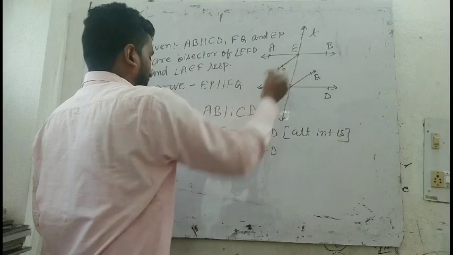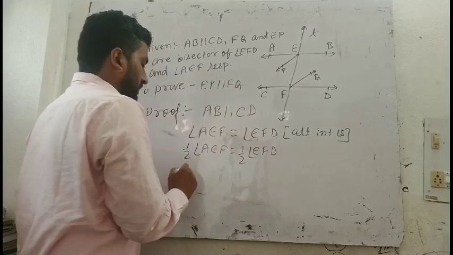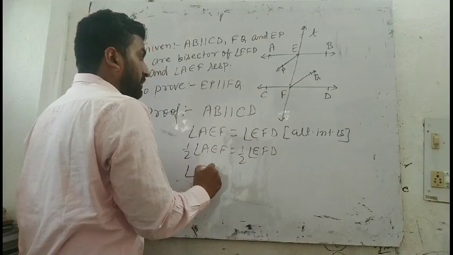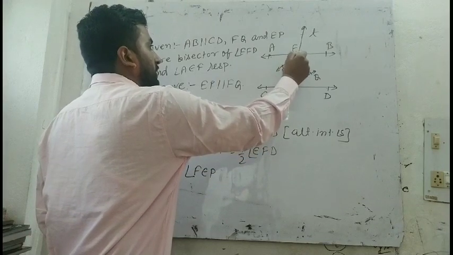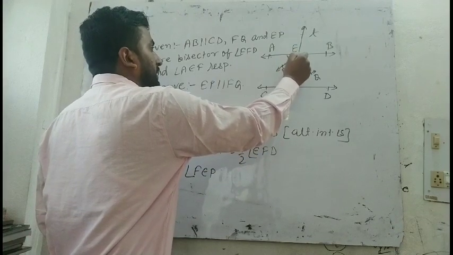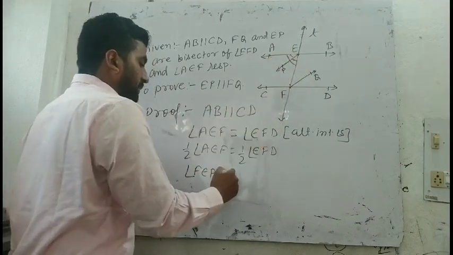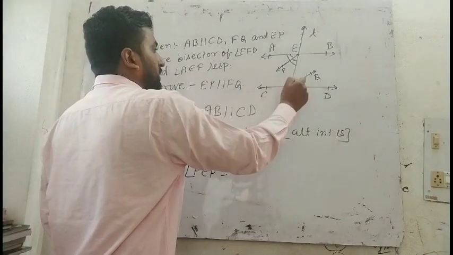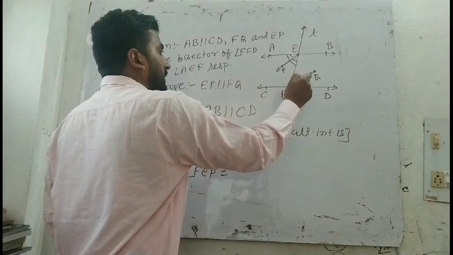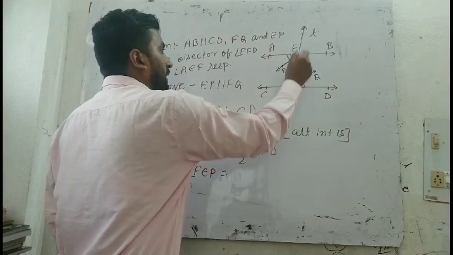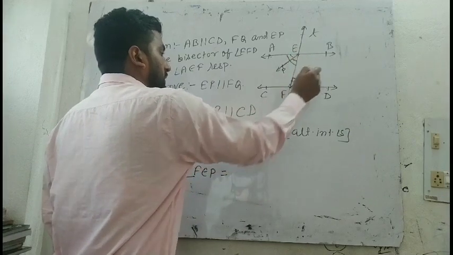And EF is a bisector, so half of AEF we can write as FEP. Because EF is the bisector, this angle is equal to this, so half of this whole angle we can write as angle FEP. Here also FQ is a bisector, so half of angle EFD we can write as angle EFQ.